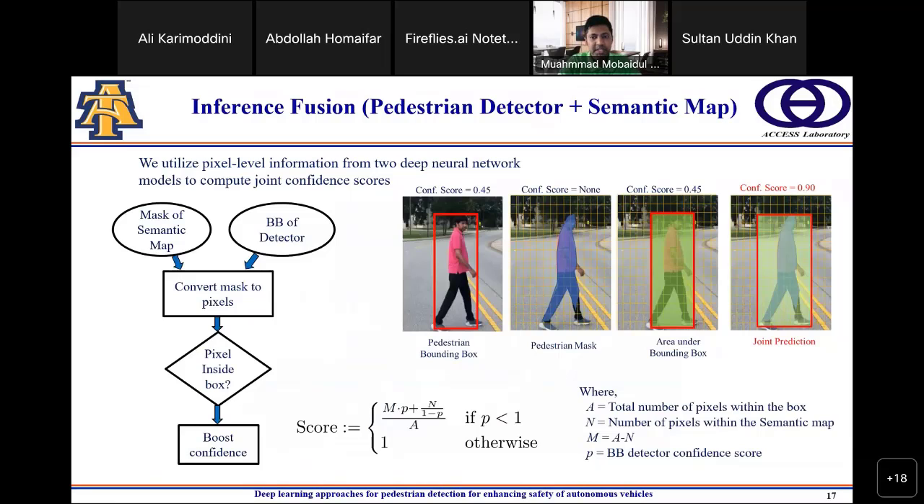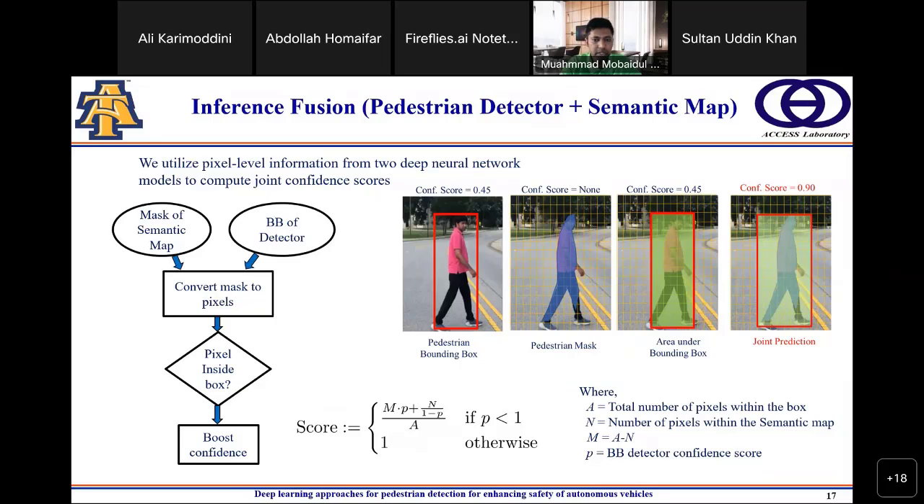Now we have the semantic segmentation result and the bounding box detection result from two different branches. To calculate the joint confidence score, we utilize pixel-level information from the two deep neural network models. Let A be the total number of pixels within the bounding box of the detector, and N be the number of pixels within the mask, as shown in the figure. We first compute the amount of non-overlapping pixels between the two inferences, denoted by M, such that M equals A minus N.